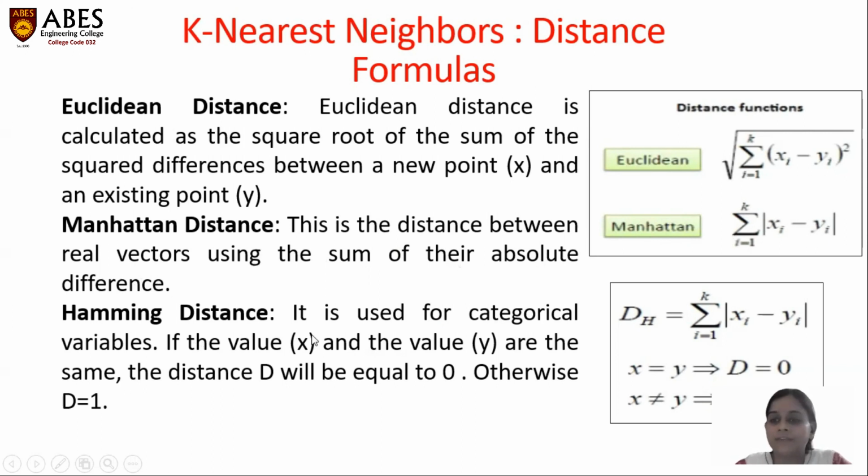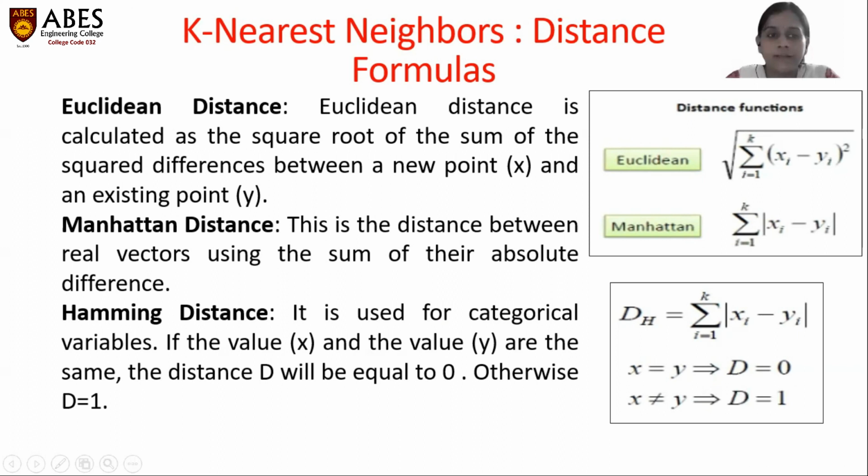Next is your Hamming distance, the third point. Now this Hamming distance is used for categorical variables. If the value x and value y are same, the distance d will be equal to 0. Otherwise, we take it as 1. So whenever we have data which is having categorical values, then we go ahead with Hamming distance. Else we go ahead with Euclidean or Manhattan distance.